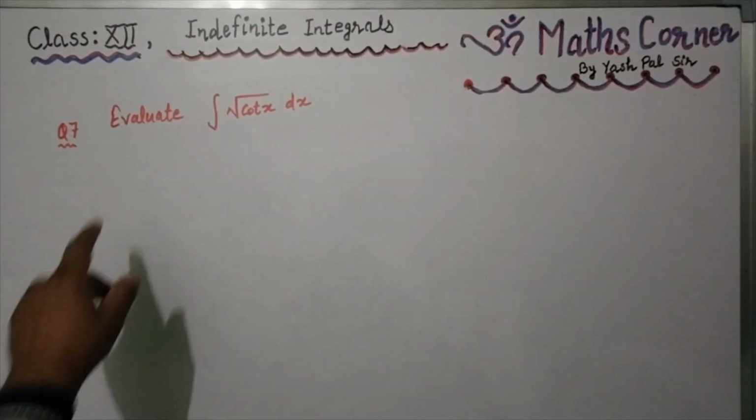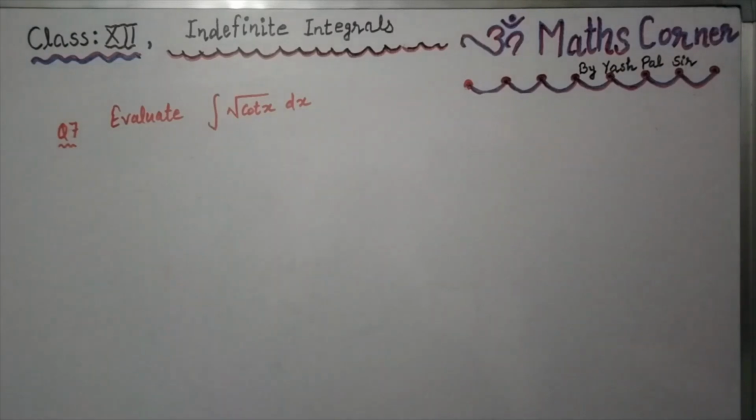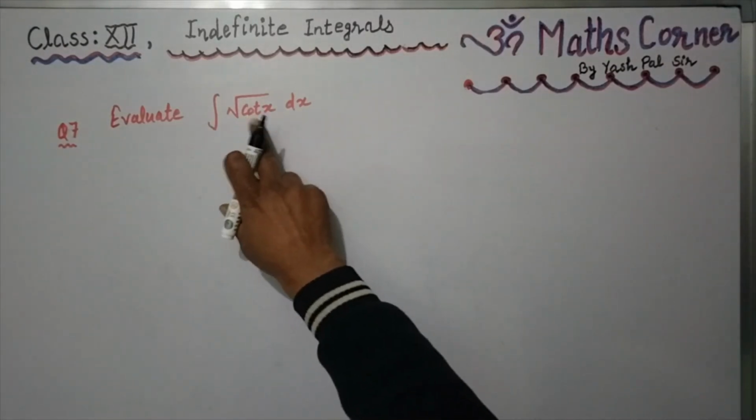Now next question. Question number 7. Evaluate integration of square root of cotangent of x into dx.